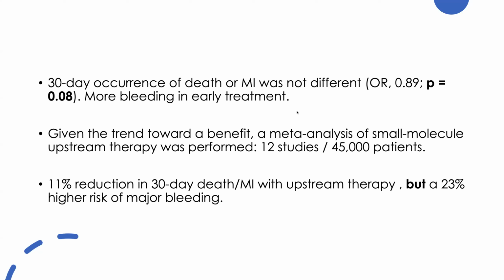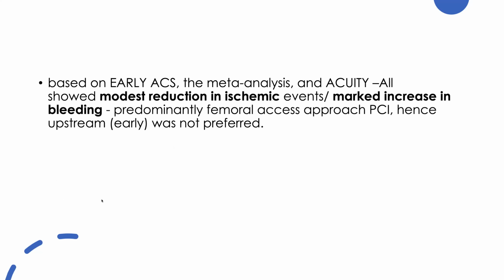But the issue here is that you get an 11% reduction in 30-day death and MI, but you are getting a 23% higher risk of major bleeding. As all of you know, it's always that balance of thrombosis risk and bleeding risk. How much can we do where we balance that? You get to the point where you have 23% bleeding, and then the question becomes, should we even do upstream therapy? And that's what this trial basically tried to answer.